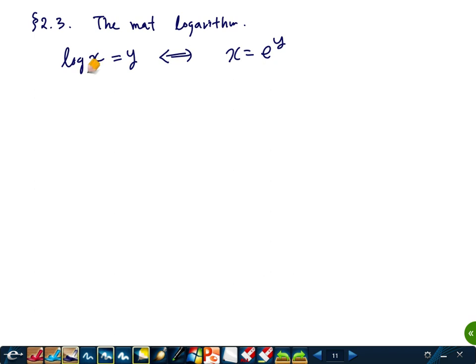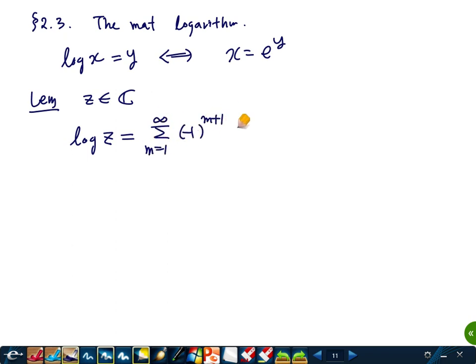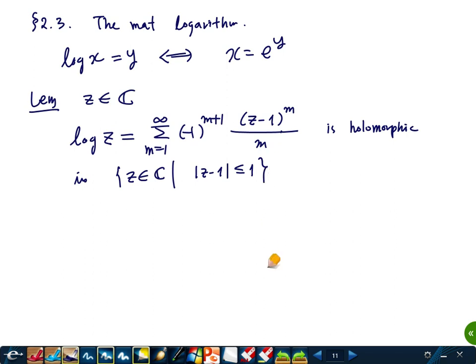So one way to define the logarithm is as follows, using the power series as before. So z is a complex number. Let's review the complex number first. And log of z is equal to the sum over m from 1 to infinity of (-1)^(m+1) (z-1)^m over m. If you define log z as this power series, then this is holomorphic in this domain, |z-1| less than 1. So it's close enough to the number 1, then this is well defined, converges, and is holomorphic, complex differentiable.